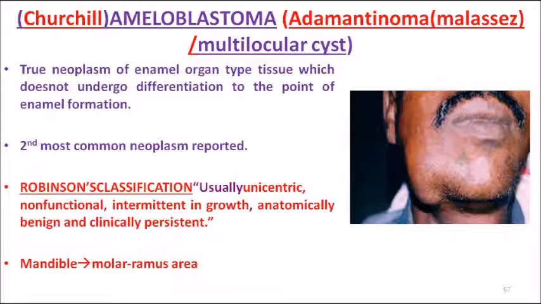Okay, ameloblastoma, the term was given by Churchill. Adamantinoma, the other term for ameloblastoma, was given by Melasses. It is a multilocular cyst most of the times, and very rarely it is unilocular. It is the second most common neoplasm, that you should also remember; first goes to odontoma. It is unicentric most of the times, and the most common site is the mandible molar ramus area.